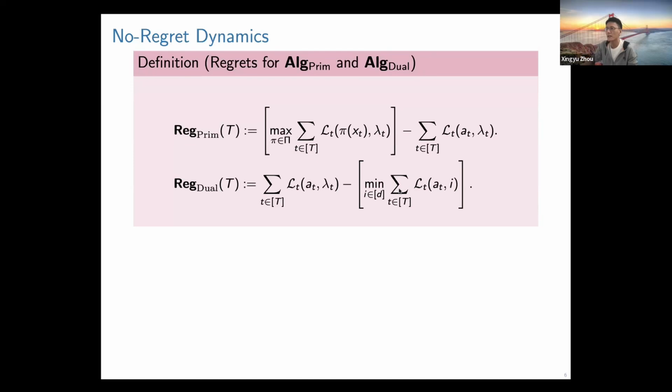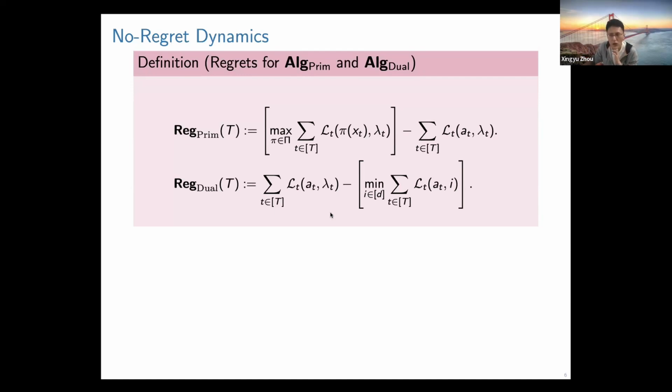So the dual player chooses a multiplier lambda, and you want to choose a lambda such that your total cost is minimized. And the primal player wants to choose an action, or a sequence of actions, such that it will be close to the optimal Lagrangian value. Okay, so this is a very standard definition. It's not new in this paper.